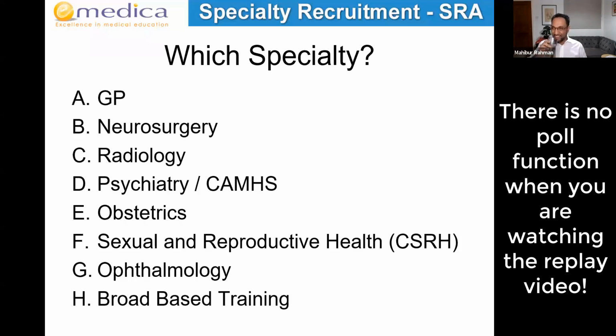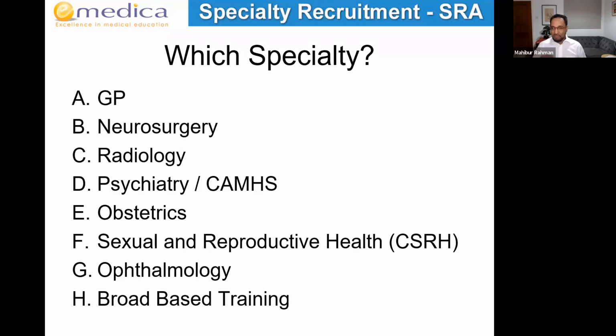Just going to give you a few seconds to do that. Okay, that's time, fine, thank you. So that's how the poll system works. Now, fantastic, really love to see this. Every single option has been picked. So, at least 5 people are applying for any different specialty. And for GP, there's hundreds of you. So GP is the most popular, followed by psychiatry, radiology, obstetrics, lots of people for that, neurosurgery, sexual reproductive health, ophthalmology, big group, and then quite a few of you for broad-based training.